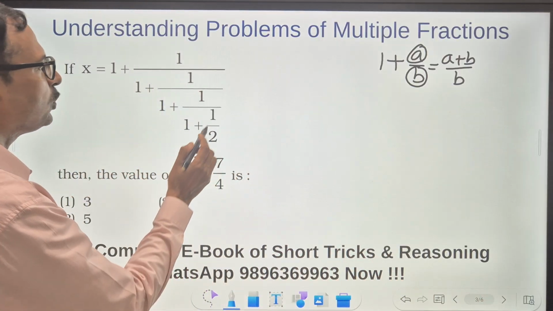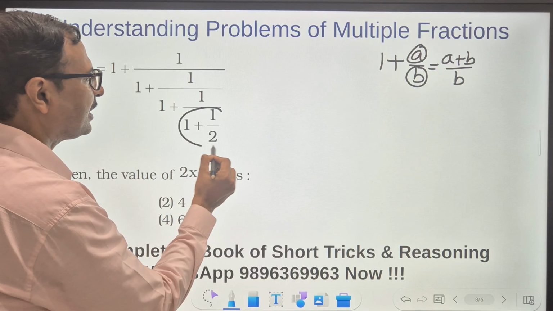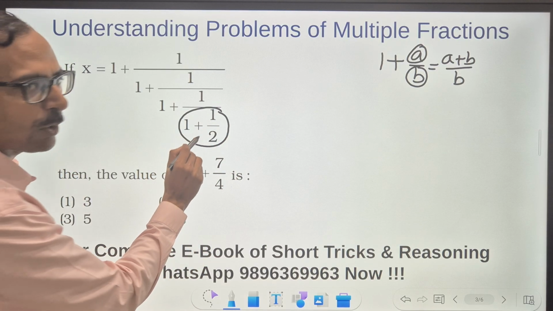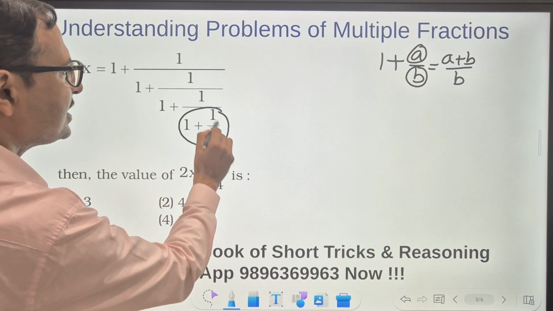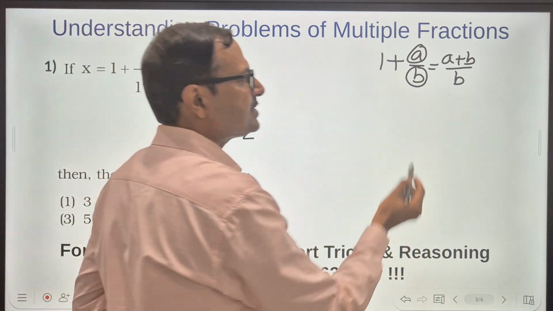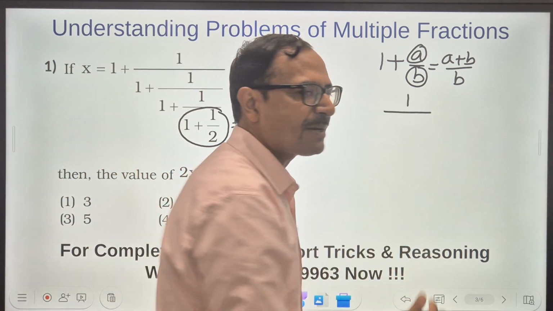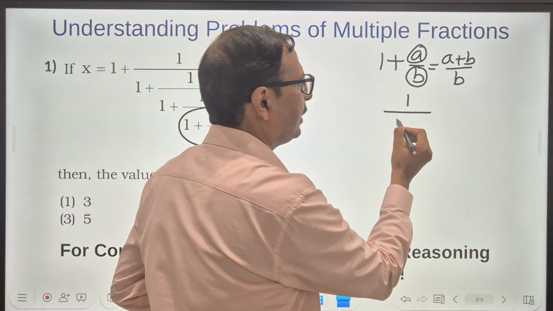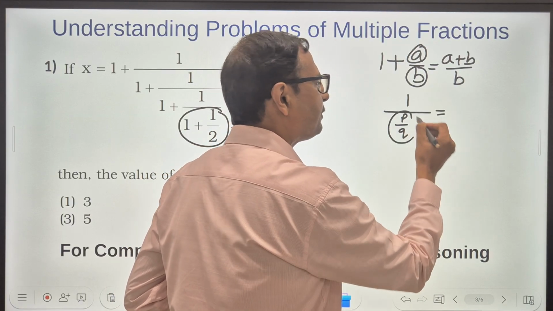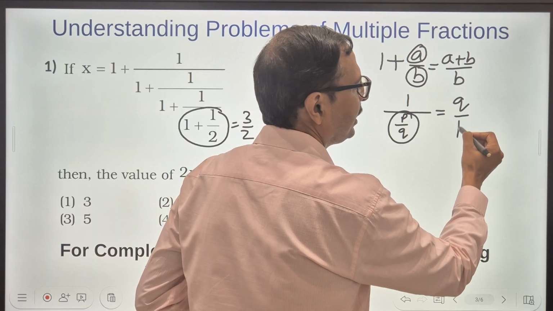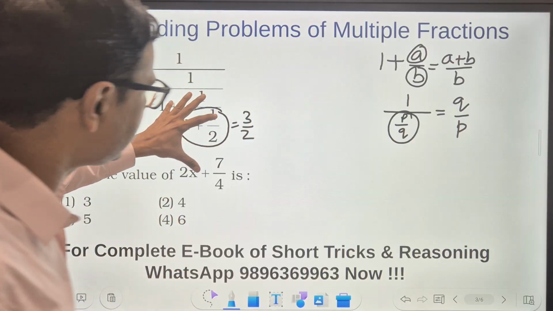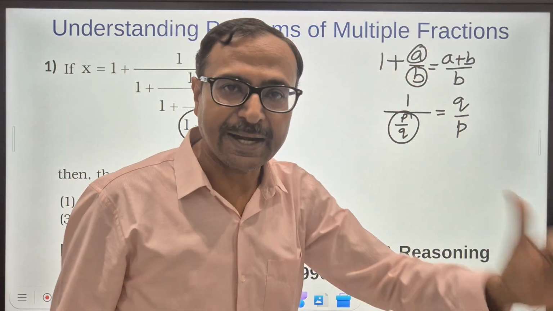So if I have to do 1 plus 1 by 2, I will do 1 plus 2, 3, and keep the denominator as 2 only. So this is 3 upon 2, right? And the other concept is, when you do 1 upon some fraction, like 1 upon say p upon q, what do you do here? You just flip this. This becomes q upon p. These are the two concepts which you can use here, and you will get to the answer directly.